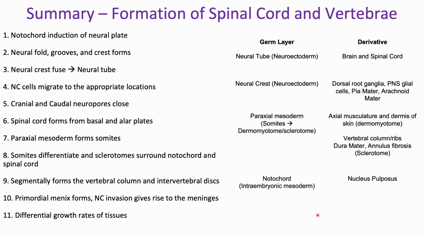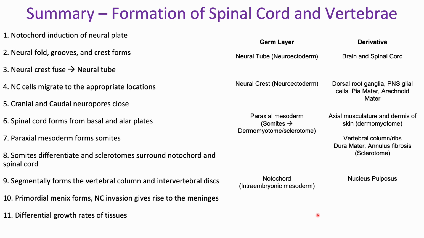So, in summary of the developing of the spinal cord and vertebrae, the general steps are that you have the notochord forming, which induces the formation of the neural plate. That leads to the neural folds, the neural grooves, and the neural crest cells to form. When the neural folds fuse together, the neural tube is then going to invaginate inferior to the surface ectoderm, and the neural crest cells are going to migrate to their appropriate location, which is going to be posterior lateral to the neural tube.